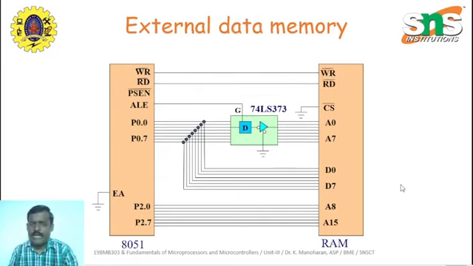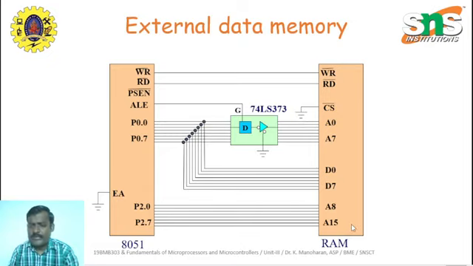Look at this now, the RAM interface. Almost everything is the same, only the control signal changes. Look at port 0.0 to port 0.7, all the 8 pins. The address bus is extracted and connected through this latch, and the data bus is directly connected to D0 to D7. And then look at port 2.0 to port 2.7, the higher address bus, that is A8 to A15, directly connected from the microcontroller to RAM. So instead of ROM, here we are using a RAM.